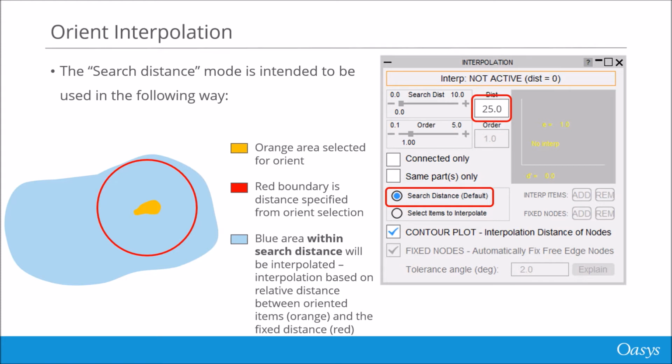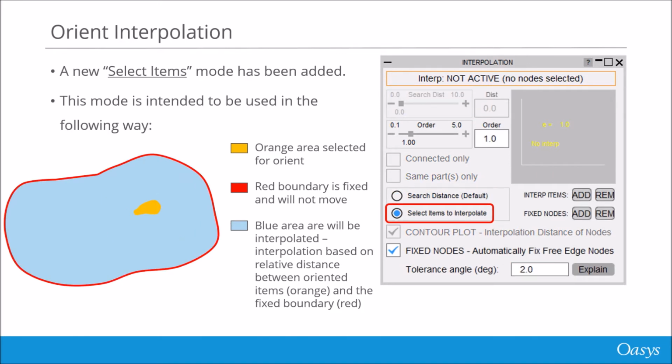So you specify a distance away from the orange nodes, and that's represented by this red circle. So every node within the red circle on the blue part will be moved. Now the orange nodes will move by the distance that you specify that you want them to move by. And then everything within that red circle, as I said, will be moved. But the distance that it does move will be interpolated from the distance away it is from the orange blob.